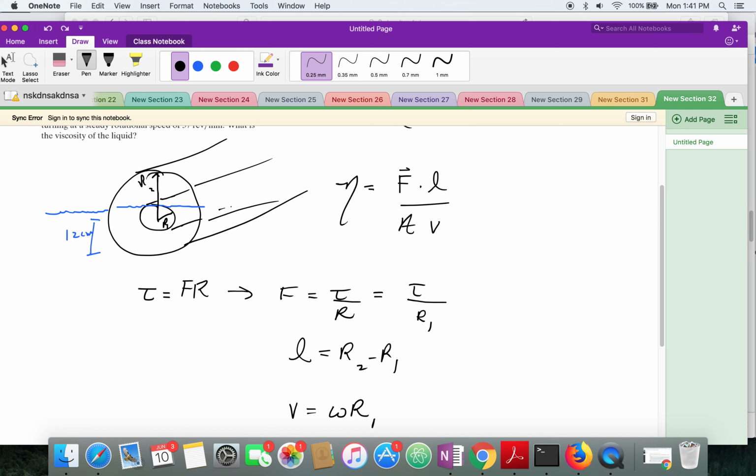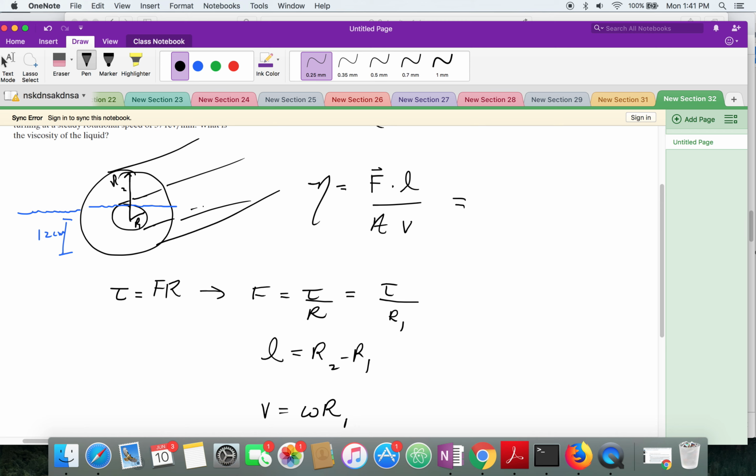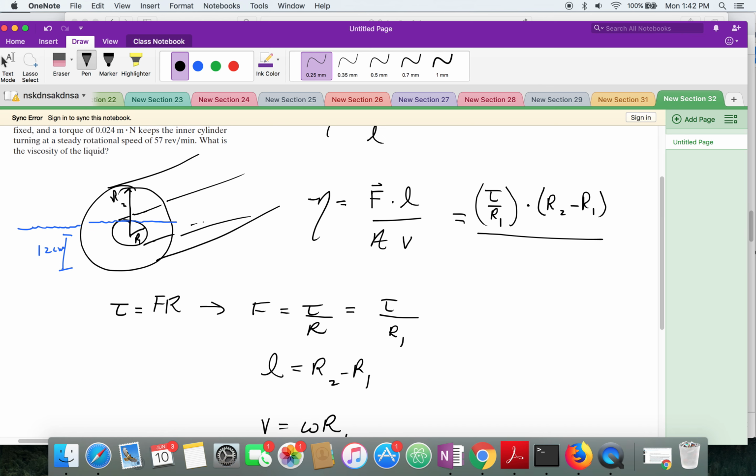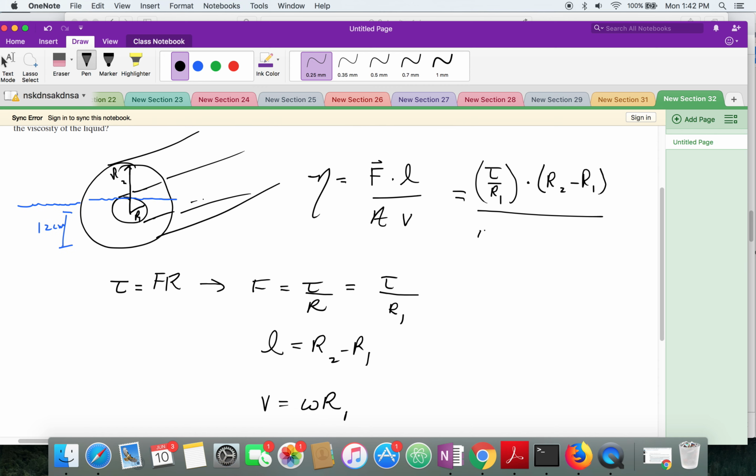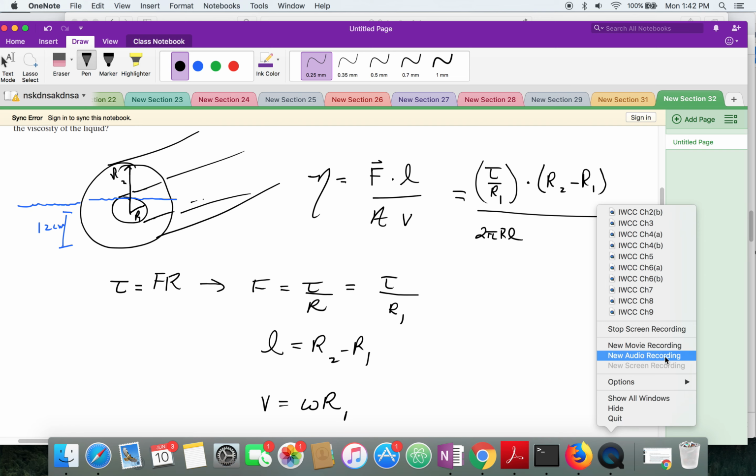So now we're going to plug all these numbers in here. Eta is equal to the force, which is tau over R1, times L, which is the difference between those two radii, over the area. We actually have to calculate the area. The area is going to be for a cylinder. If you don't remember this, it's pi r squared, it's 2 pi r h, or 2 pi r l, like that.